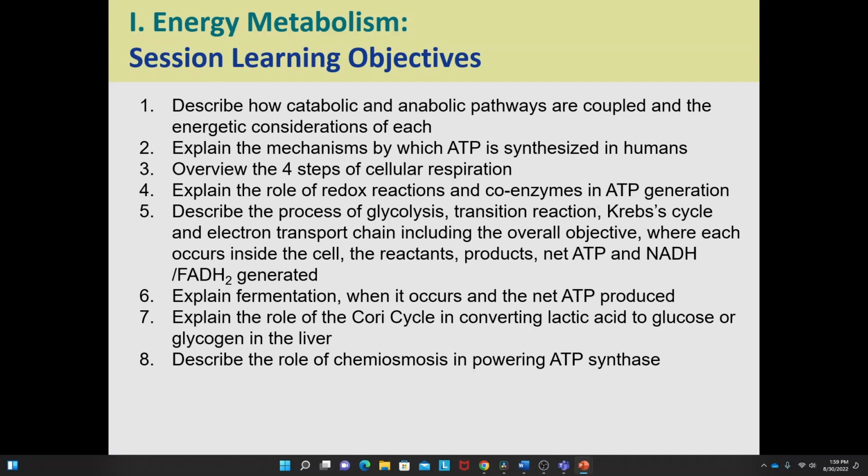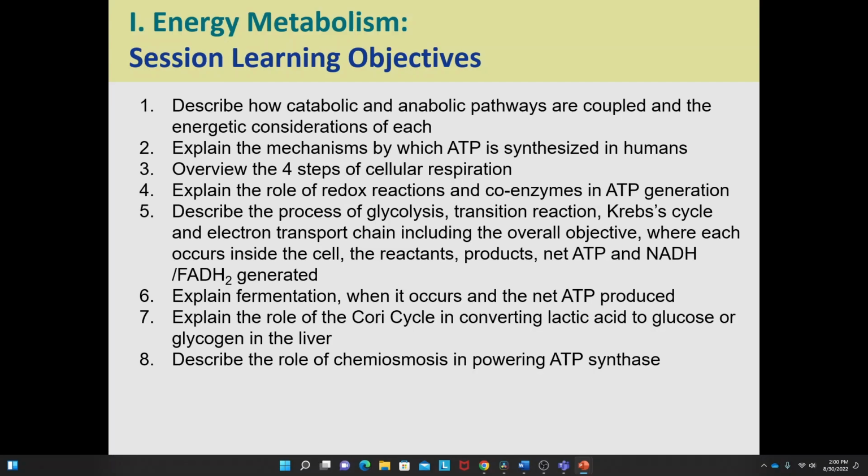We're going to talk about the 4 basic steps of cellular respiration. We're going to talk about the role of the redox reaction and coenzymes when we're producing ATP. And then we'll get into some of the nitty-gritty with glycolysis, the transition reaction, Krebs cycle, also called the citric acid cycle, and the ETC, or the electron transport chain. Talk about them, and then get into kind of what's happening in the cell, the reactants, the products, to how much ATP, and then how many electrons basically are generated by this through NADH and FADH2.